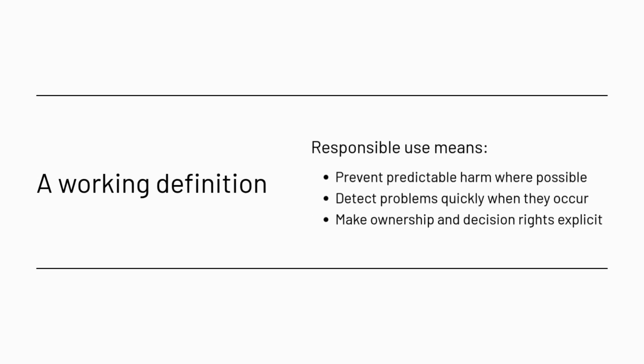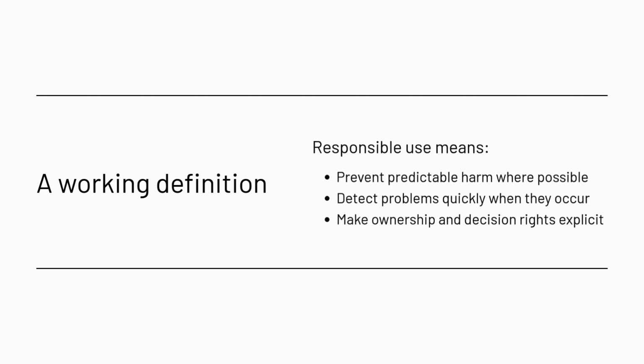Here's our definition of responsible use. Responsible use means we prevent predictable harm where we can, detect problems quickly when they occur, and make ownership explicit. If no one owns the decision, no one fixes the system that produced it.